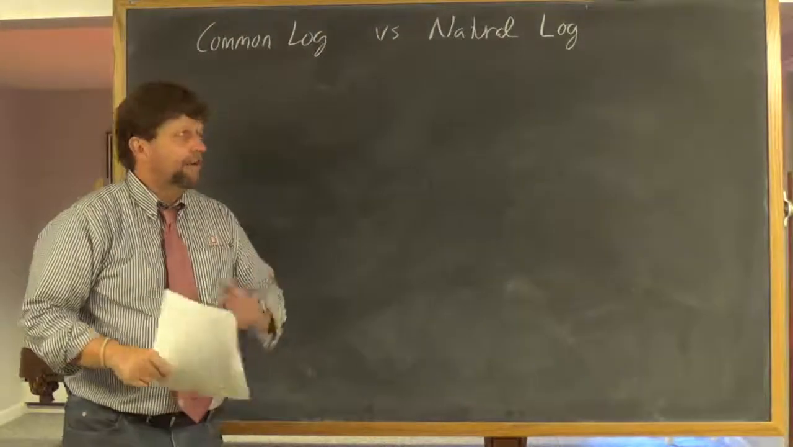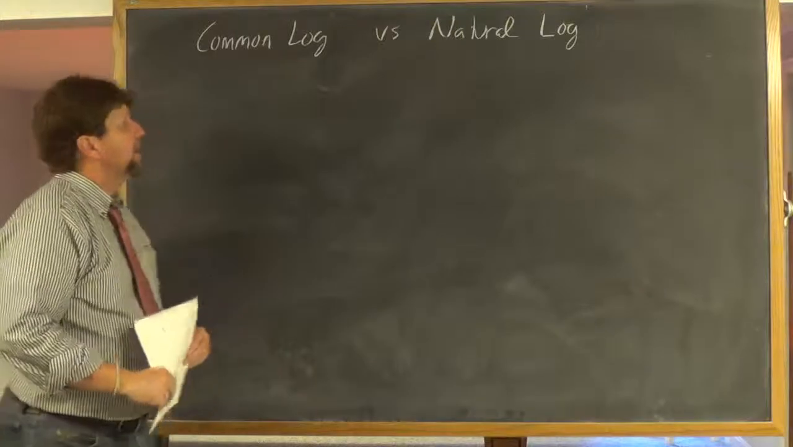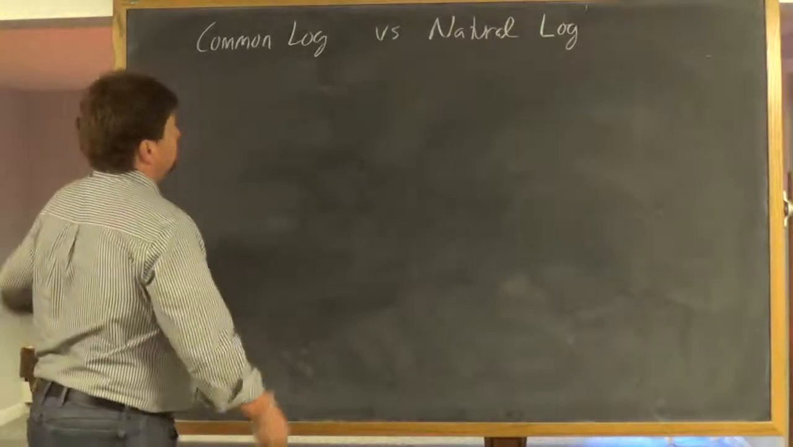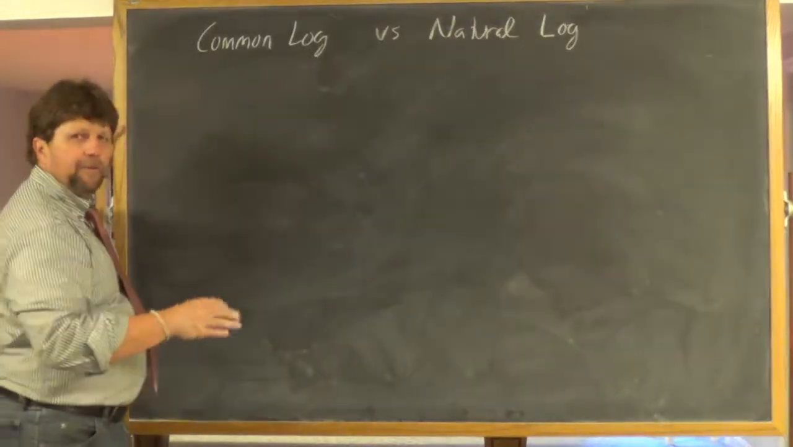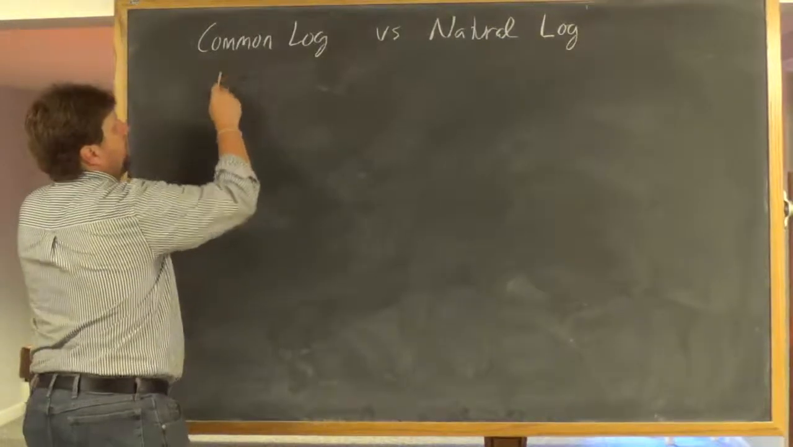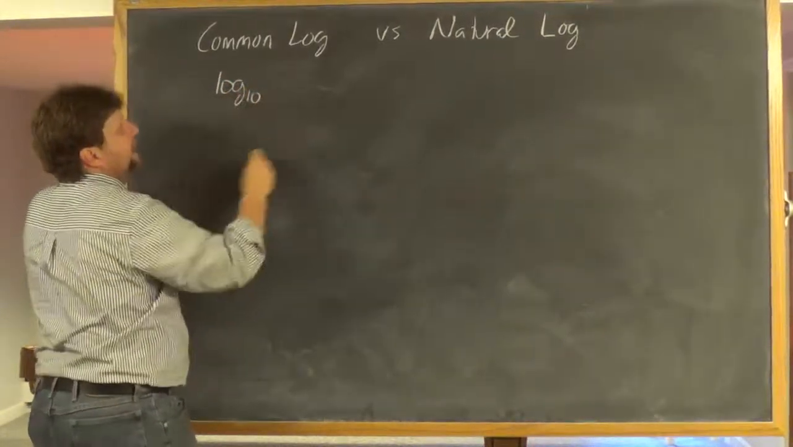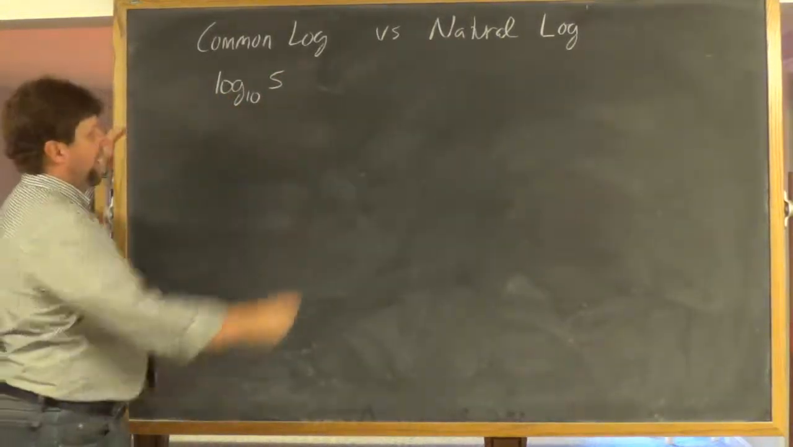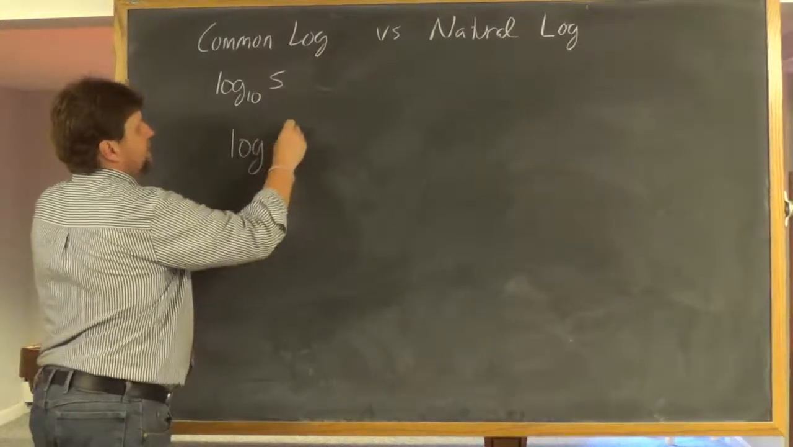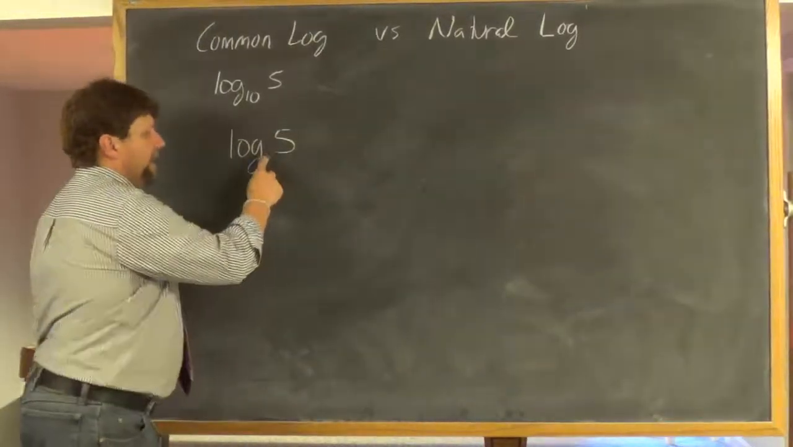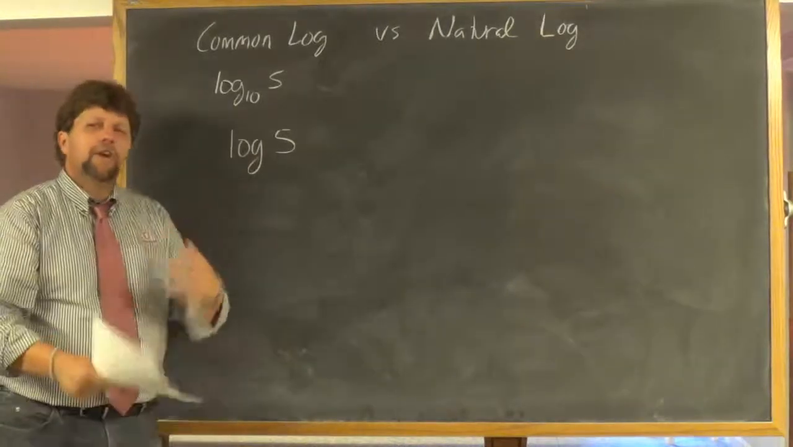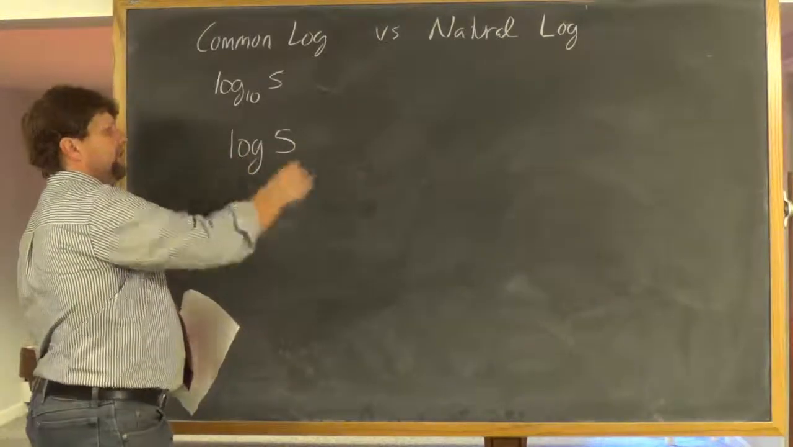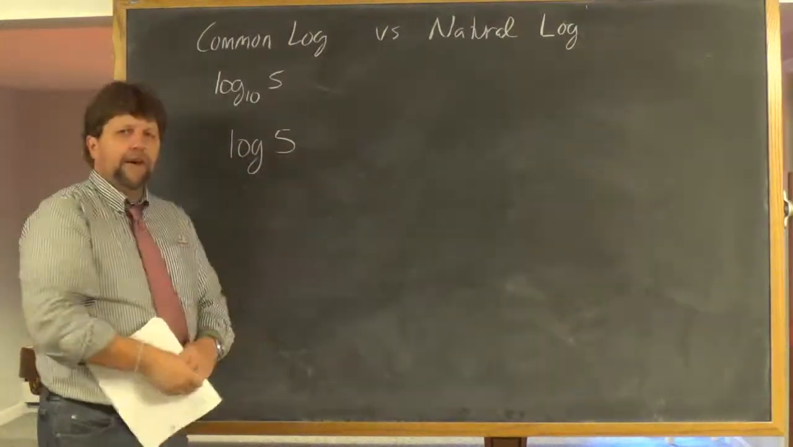All right, just a couple more topics to wrap things up here. You're going to hear stuff called common logs, and you're going to hear something called natural logs. Short and sweet, a common log is a logarithm with base 10. You will not see it written with the base. You will see it written simply like this. When the base isn't shown, you have to know that it's base 10. So with common logs, it would just be written log of whatever.